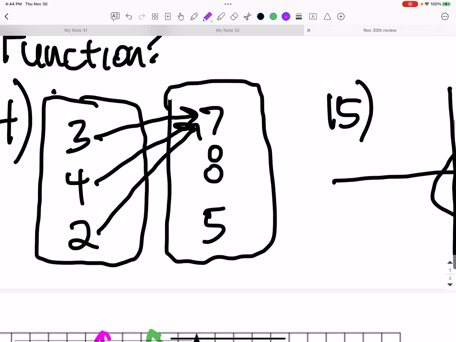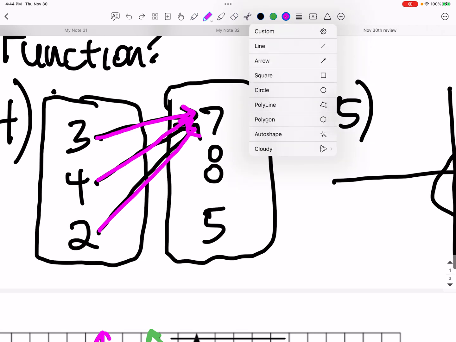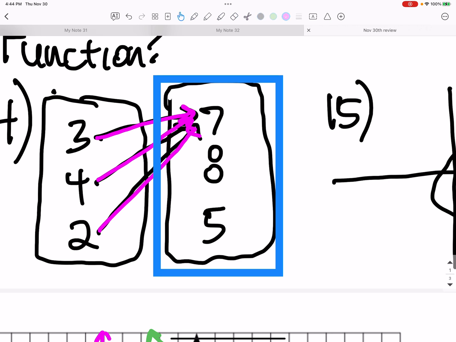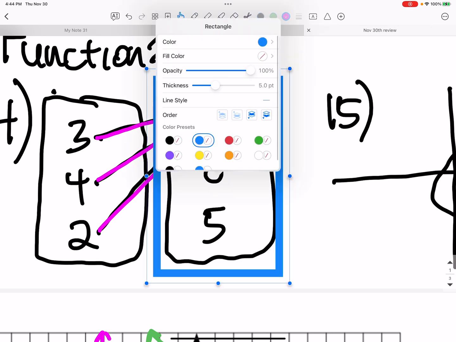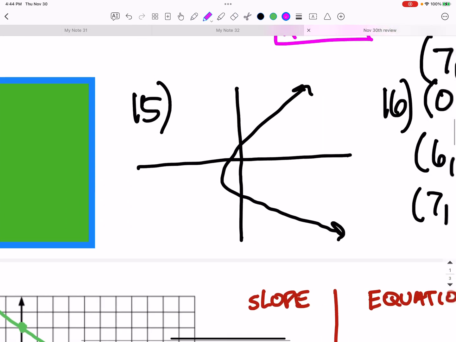Is this a function? Yes, it is, because 3 has one job, 4 has one job, and 2 has one job. I could cover this up completely. I don't even need to know what their job is. But looking at this side, 3 has one job, 4 has one job, and 2 has one job, so that's good. If 2 had a second job and went off somewhere else, that's illegal. Everybody needs to have one job and one job only. I don't even care what their job is.